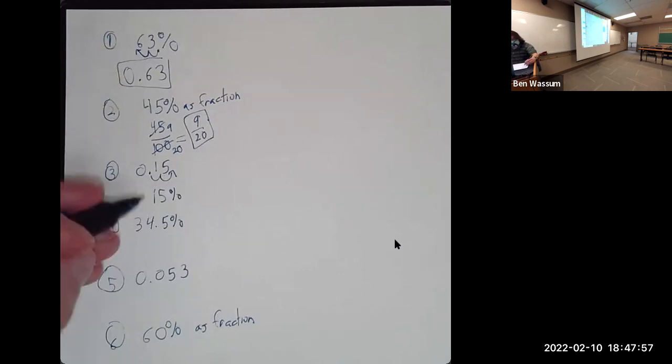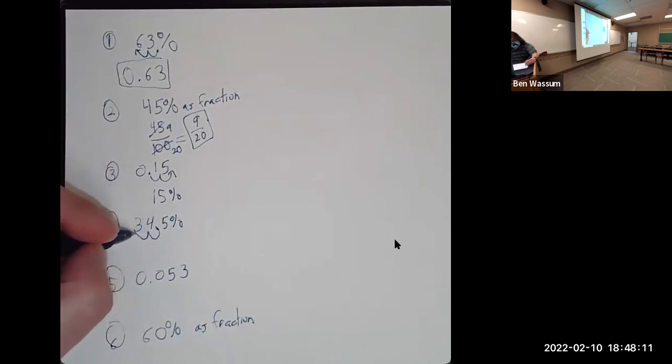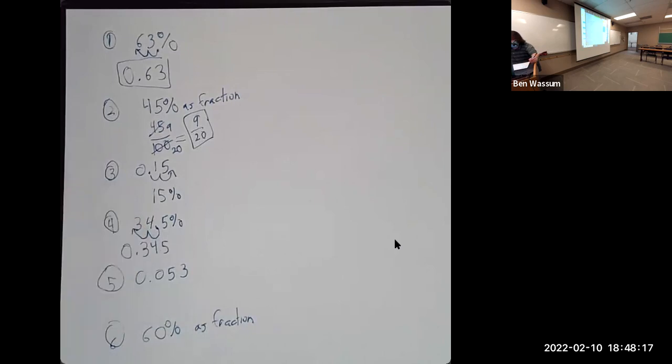Number 4, if I'm converting this guy to a decimal, well, it doesn't matter that I have a decimal in my percentage. I just follow the same rule. This period is going to move over twice. I end up with 0.345. So it doesn't matter how complicated looking your percentage is, or your decimal for that matter. You always just do the whole move it over by 2 and make it a percentage or make it a decimal. In this case, number 5, we're going to make that a percentage.